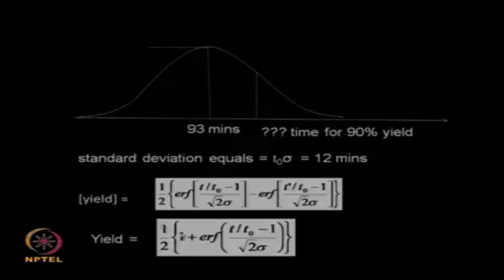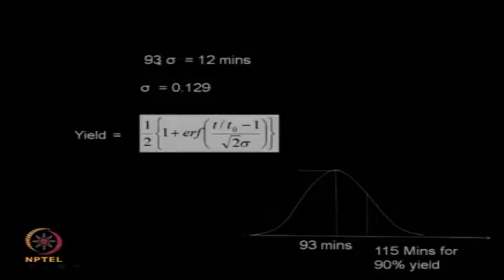Now in this equation yield I substitute as 0.9, T naught is 93, sigma is given by 12 divided by 93. So if I substitute all of them, the only unknown is T. So from this I can calculate what should be my time until which I keep collecting the effluent so that the yield is 90%. Okay, so first I calculate sigma, then I substitute there.